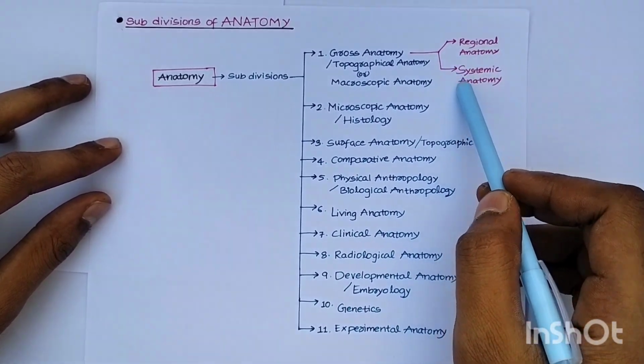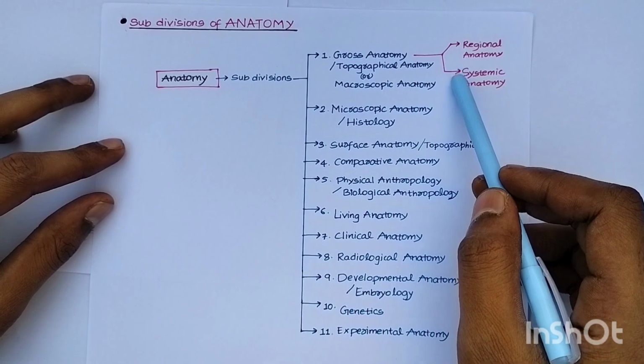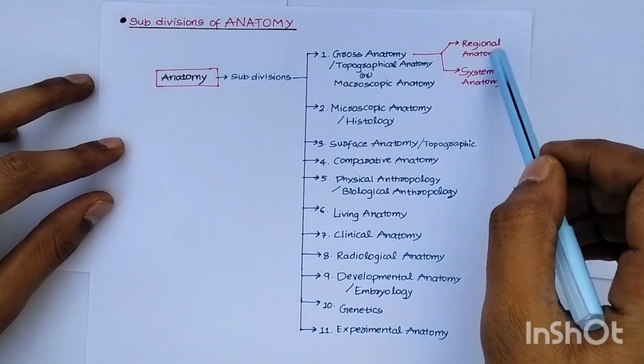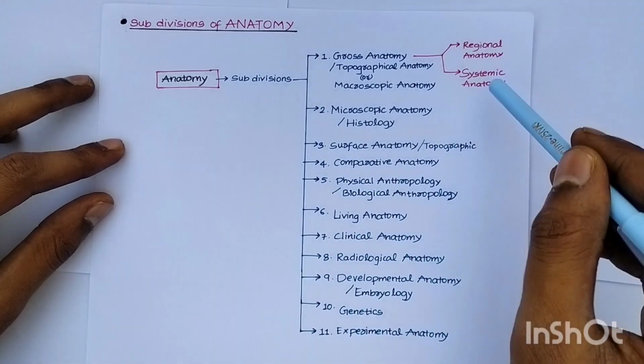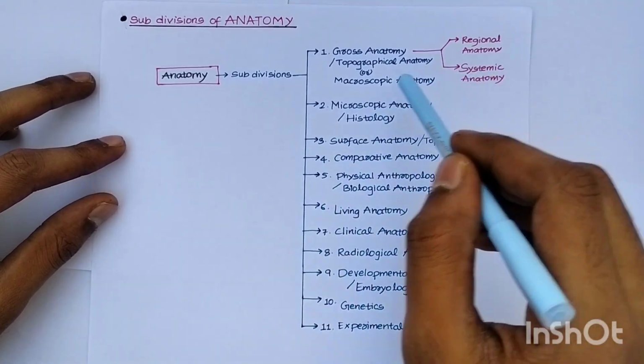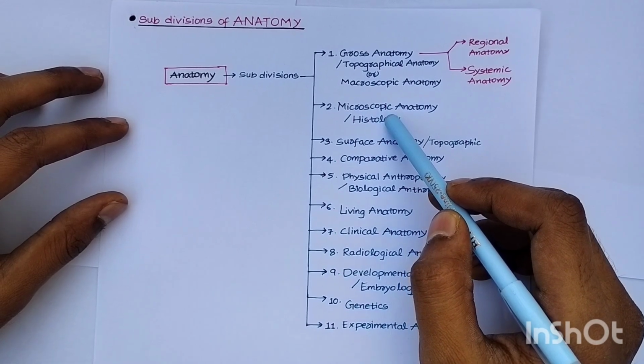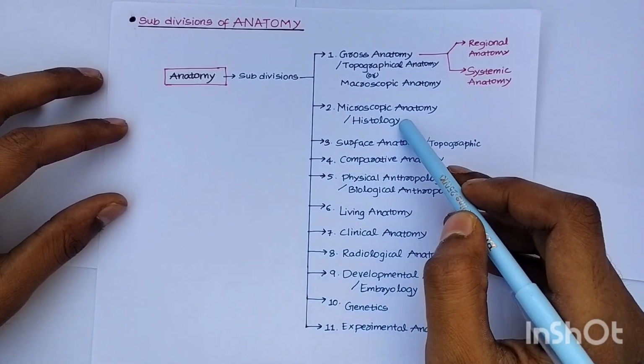The systemic way we'll learn in a clinical approach, clinical practice, and in further upcoming years, like in your PGs and super specialization, you will study the systemic anatomy. Second is microscopic anatomy. It's also called histology in the general term, histology meaning tissues.